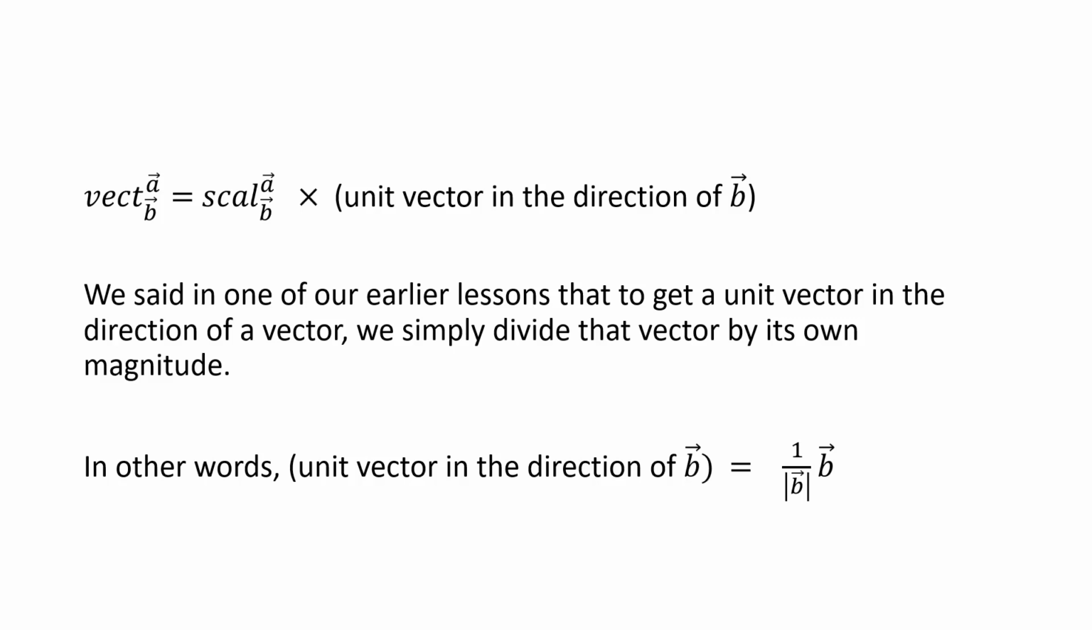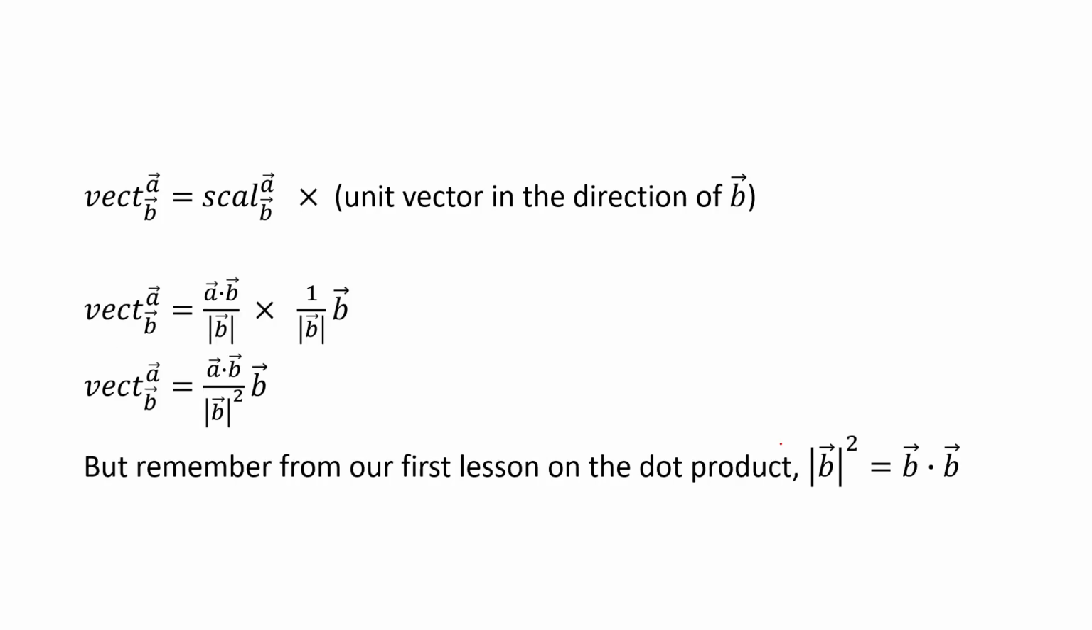Or in other words, we say a unit vector in the direction of b is equal to 1 over the magnitude of b times b. We don't really divide vectors by magnitudes. Instead, what we do is multiply by 1 over that magnitude.